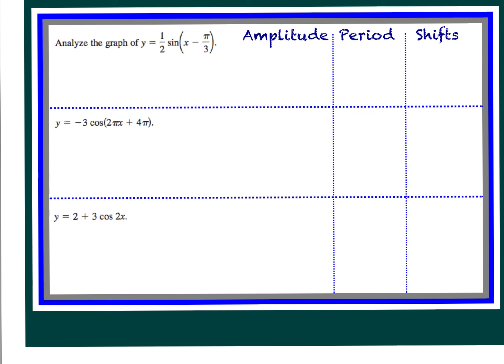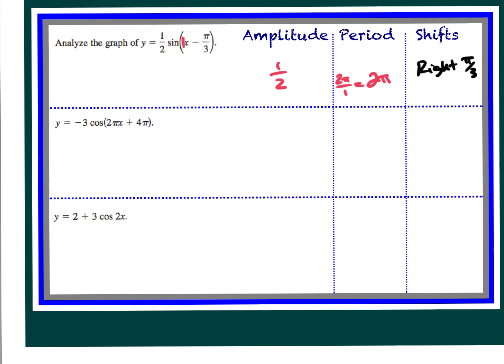So this first one, what's my amplitude? 1/2. Pretty easy. Period. What's my normal period? 2 pi. What am I going to take 2 pi and divide it by? 1, because I got 1 right there. And so what's my period of this guy? 2 pi. Now, shifts. What's it doing? To the right. It goes to the right what? Pi over 3.